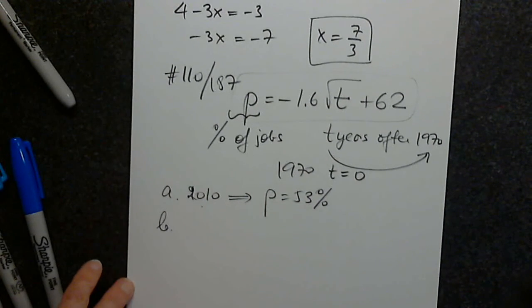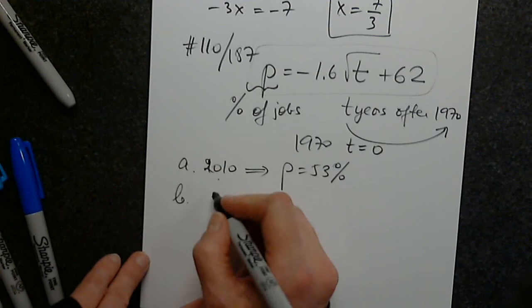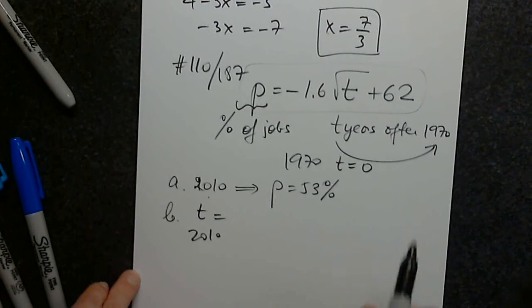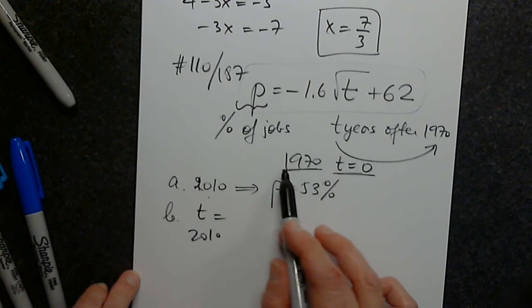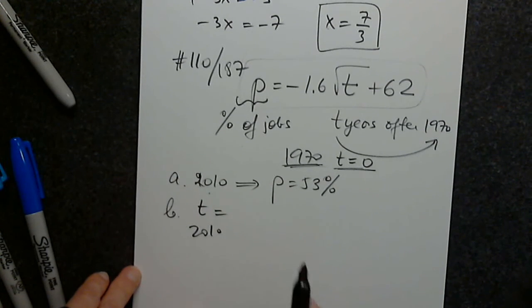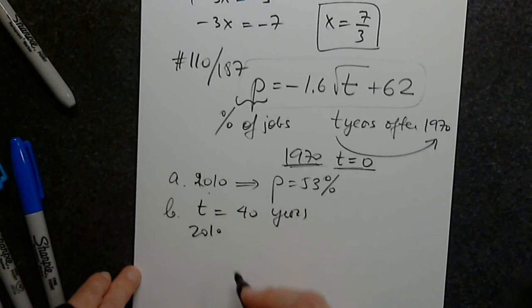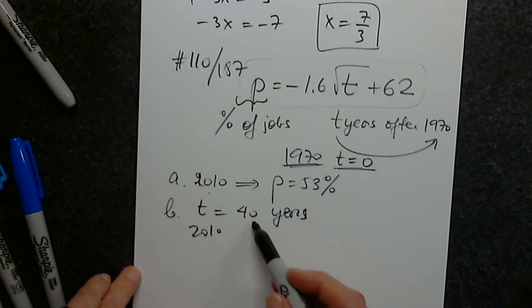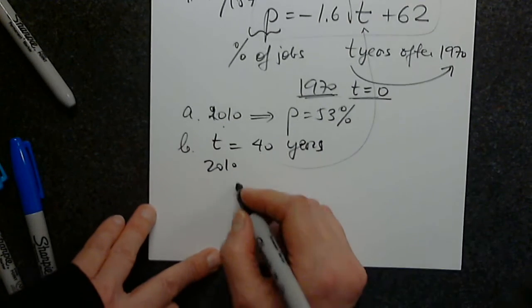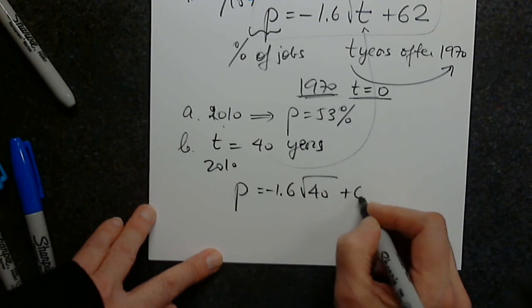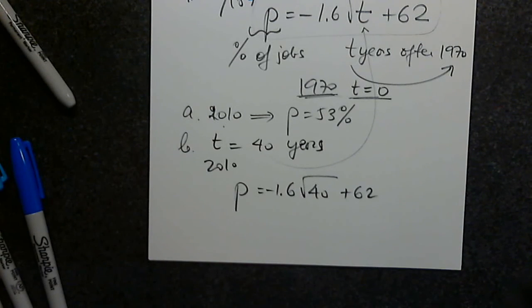So how do I determine that? How much is T for 2010, knowing that 0 represents 1970? So that would be 40 years. What do I do with 40 years? Plug it in. So then P will be negative 1.6 times the square root of 40, plus 62. Let's do that together.